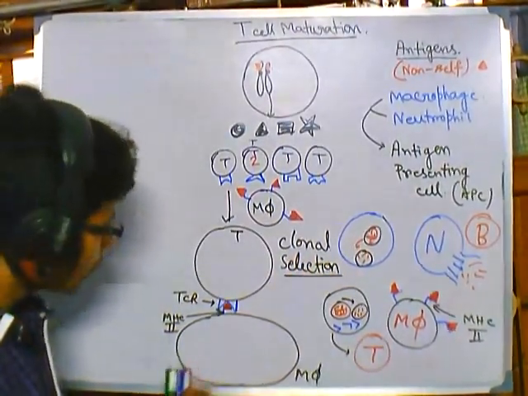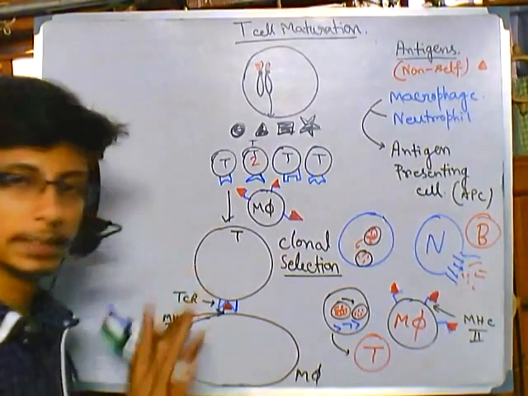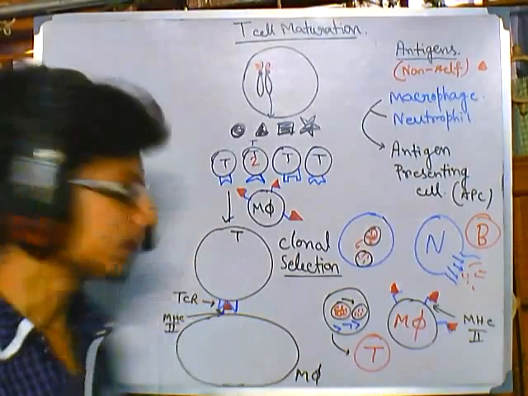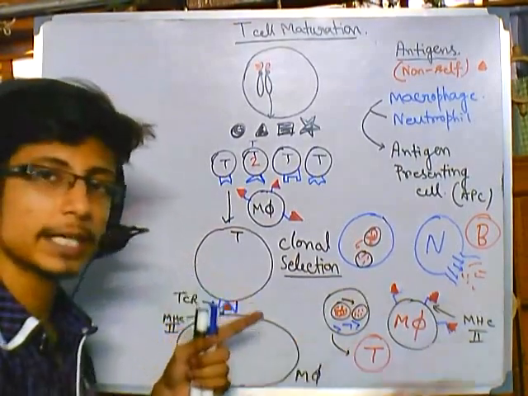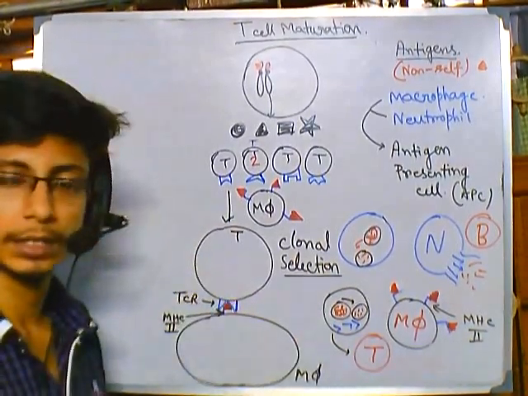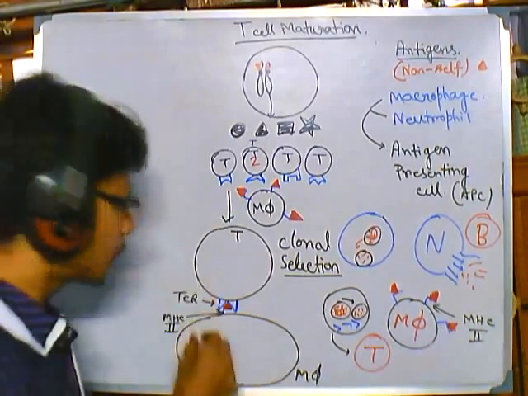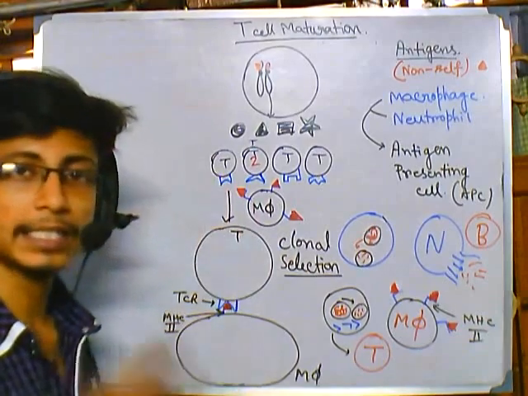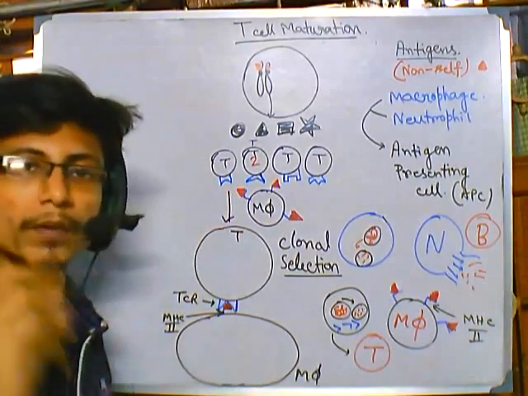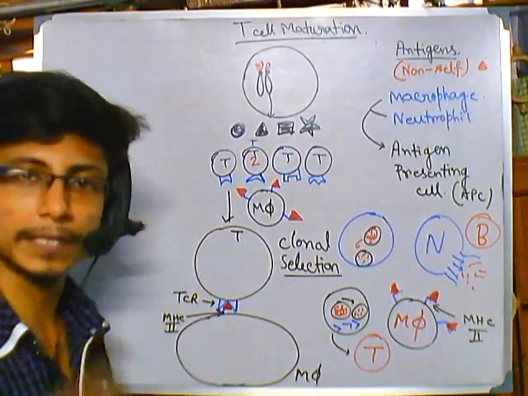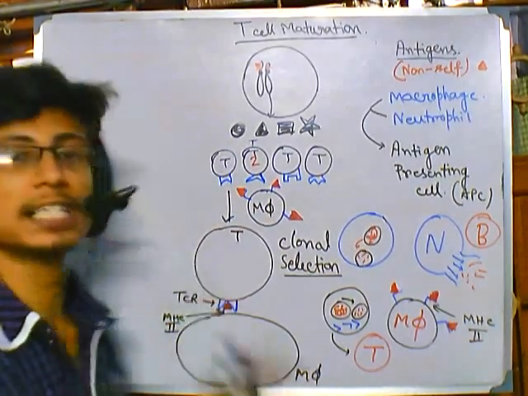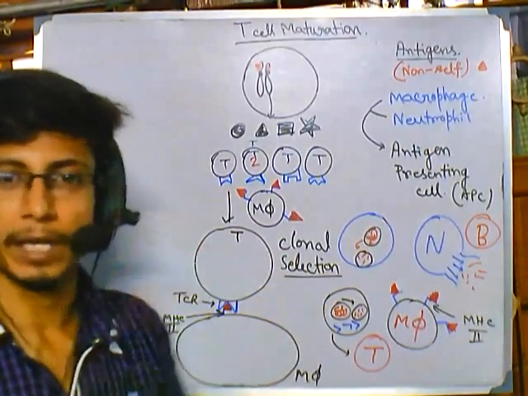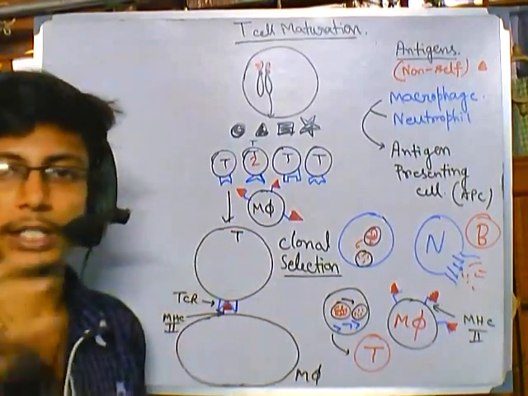Okay. Now after this attachment, the first attachment is done. But this attachment is not enough for the actual binding and further interaction of T cell and macrophage. So they want another signal to confirm whether the antigen this T cell is receiving is perfectly modified and presented or not. Because T cells are very picky about their selection of antigens.